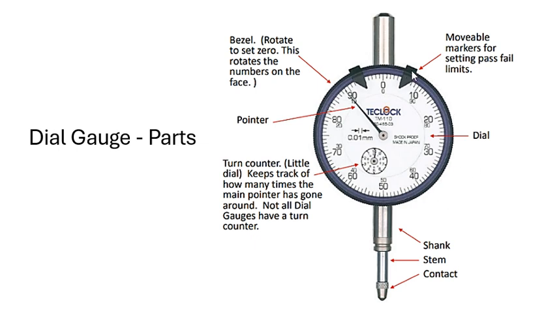And then this is your movable markers for setting past your fill limits right here. And this is your movable counter. They're all moving, by the way, and it's very sensitive. Your contact is sensitive, your bezel is sensitive, your pointer, of course, is also sensitive, because this movement depends on the touch between this contact and the surface that you are measuring.